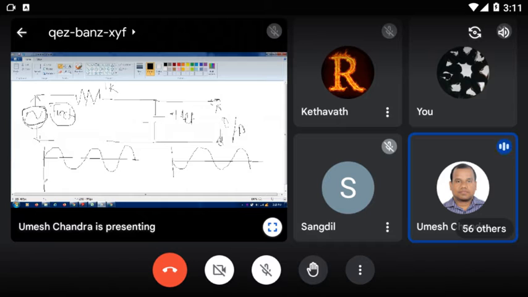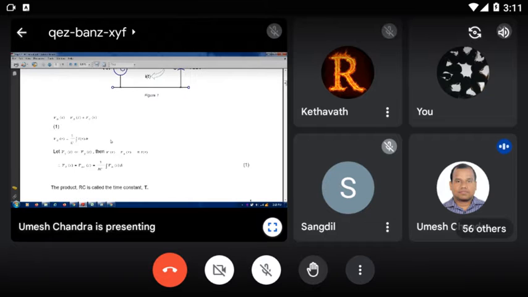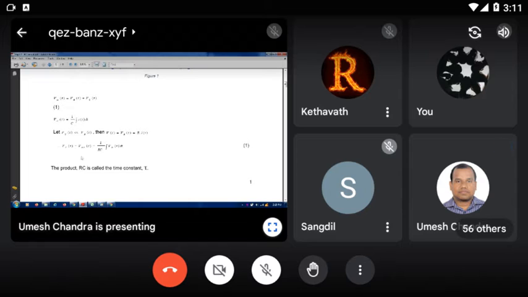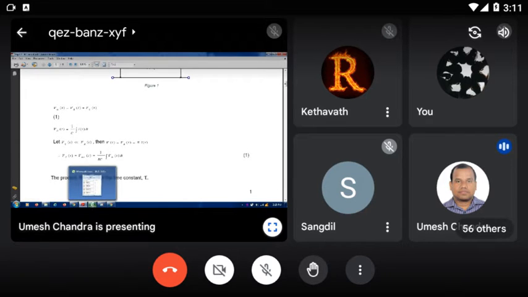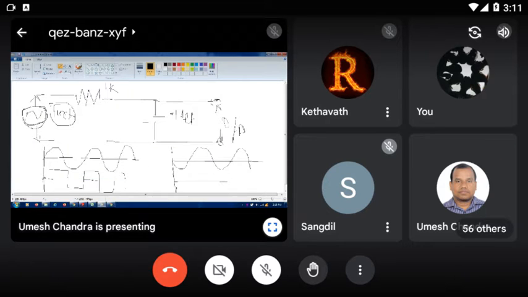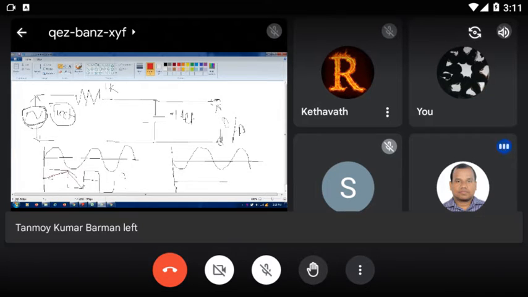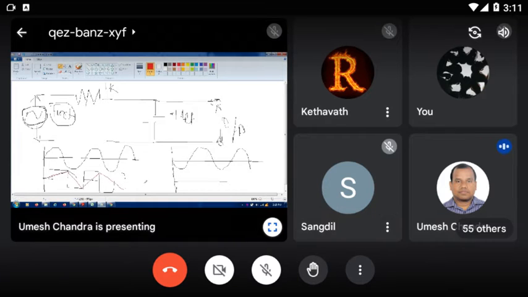And when you give the square signal, then what is your output? Now you check the formula. The output is the integration, 1 by RC, integration of Vin dt. The integration of a square signal is a triangle. Like this signal. This one, a triangular signal. You get the triangle signal.